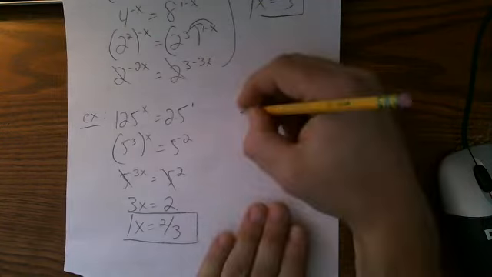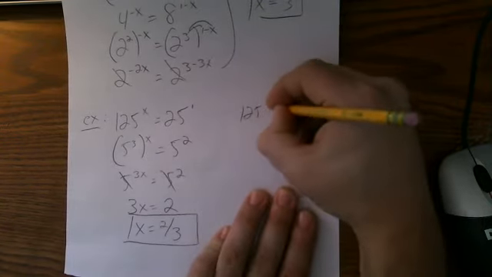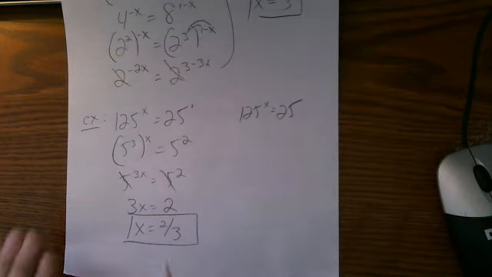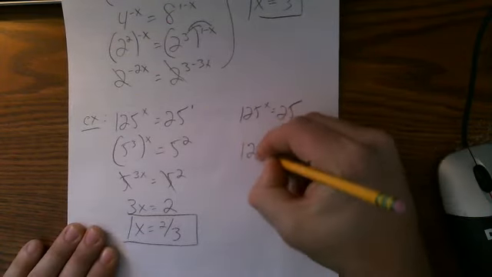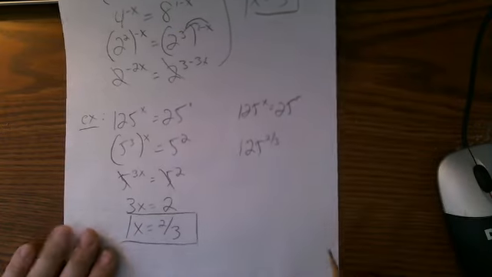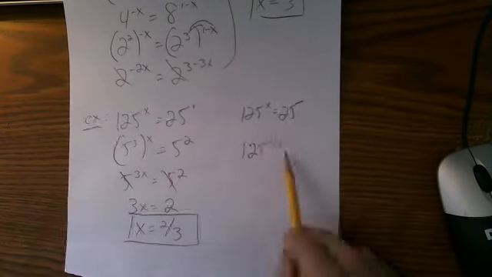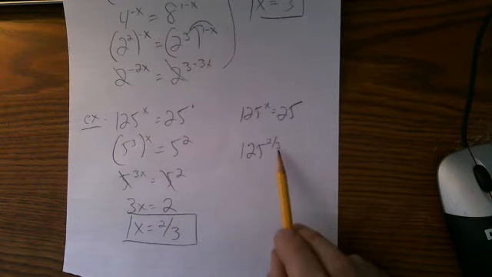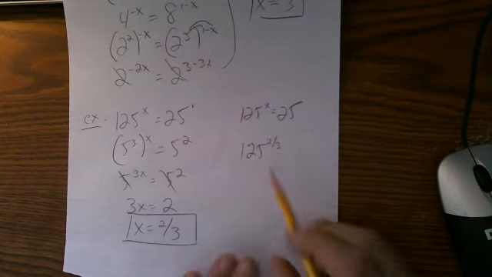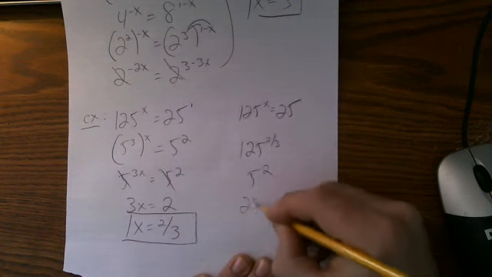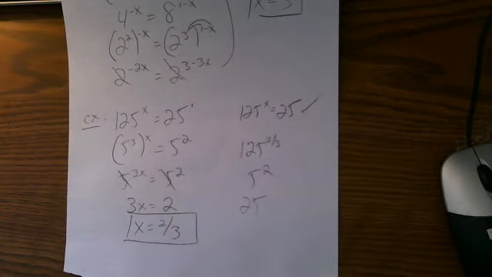So now the original equation was 125 to the x equals 25. So that's saying that 125 to the 2/3 power should be equal to 25. And we could check that. Power over root. The third root of 125 is 5, leaving us with a power of 2. 5 squared is 25.